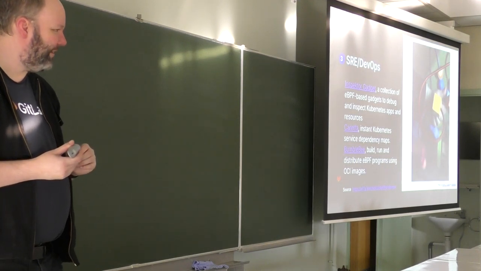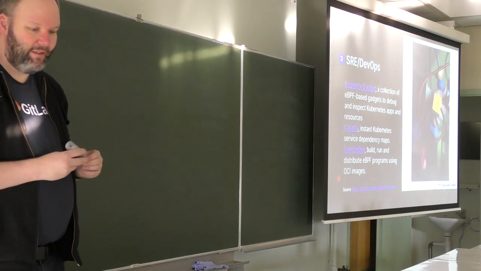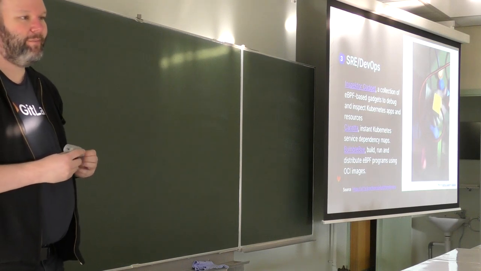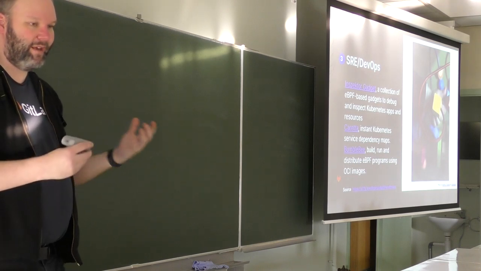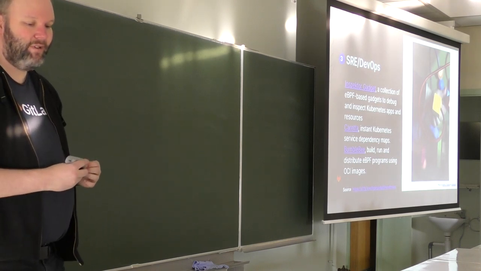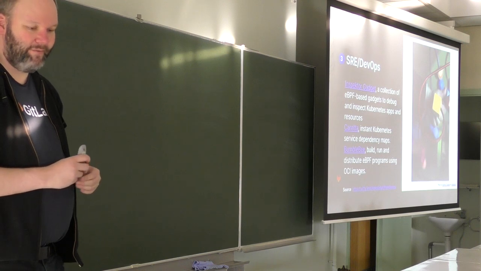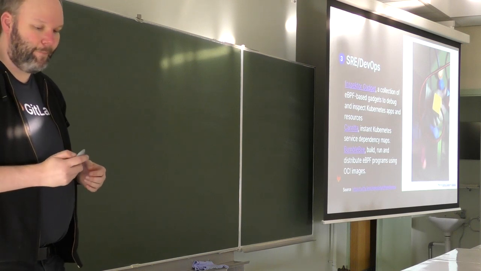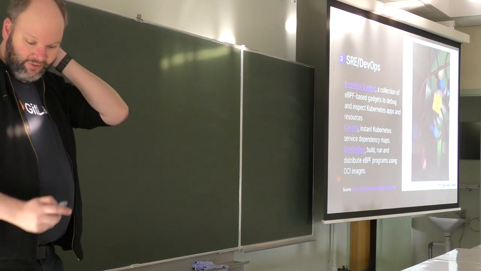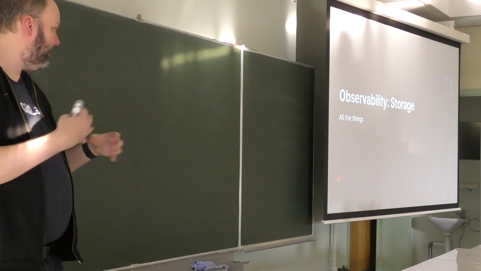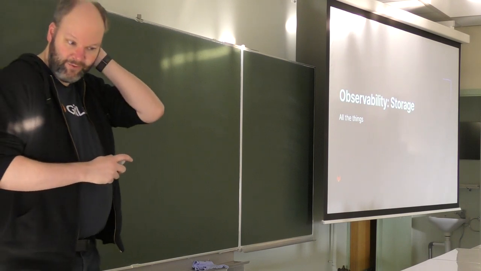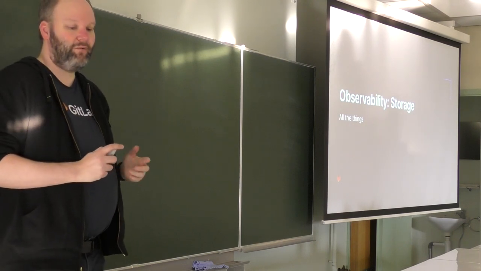Last but not least, Bumblebee solves the problem because an eBPF program needs to be distributed and packaged somehow, and they are using OCI images for distributing the eBPF programs, which is also an interesting idea. So basically, many of the things I need, or what SRE or DevOps teams could need, are already there.